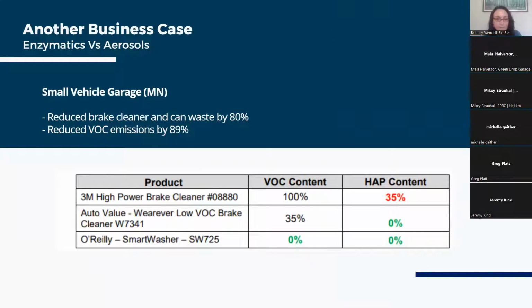And another example, unlike the previous one, to reduce bulk solvent use, a small garage in Minnesota was using both of these aerosol products that are listed here. So one has 100% VOC content, one has 35% VOC content, and they purchased a smart washer enzymatic unit, which is 0% VOC content, to replace both of the aerosol products. And they were able to reduce waste caused by these aerosol brake cleaners by 80% and reduce VOC emissions by 89%.